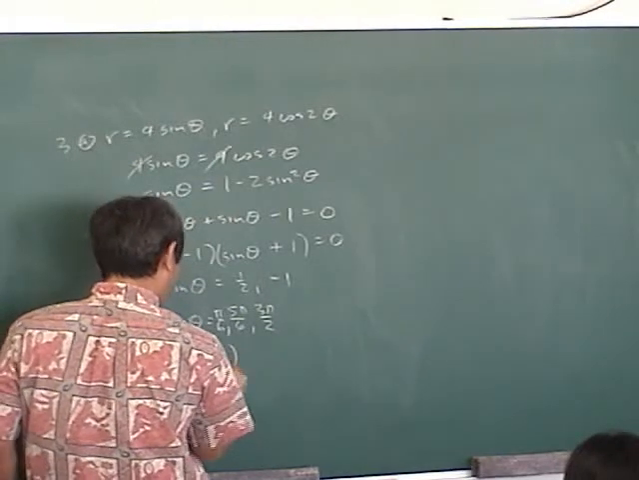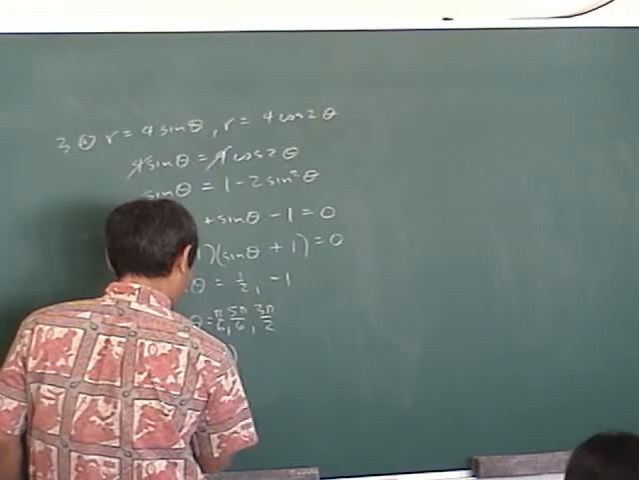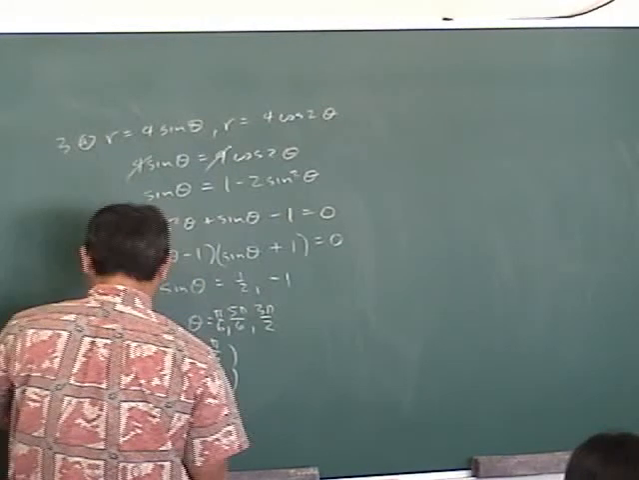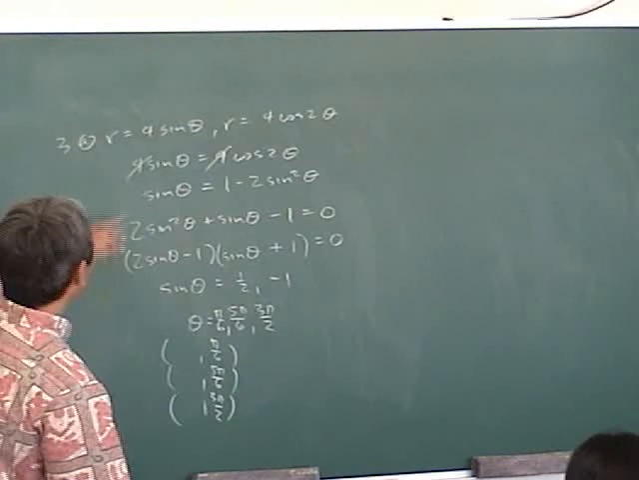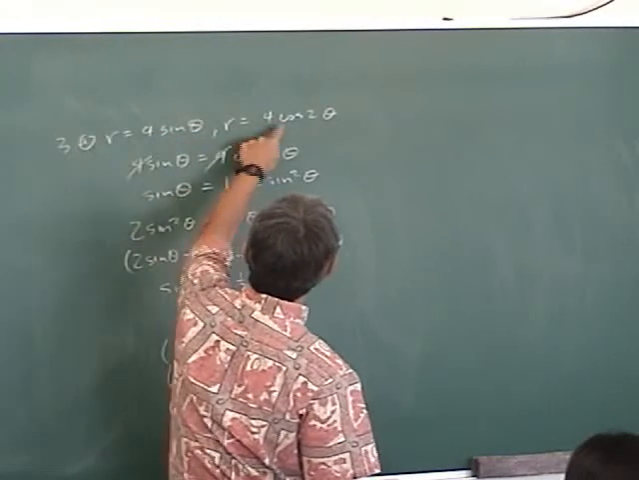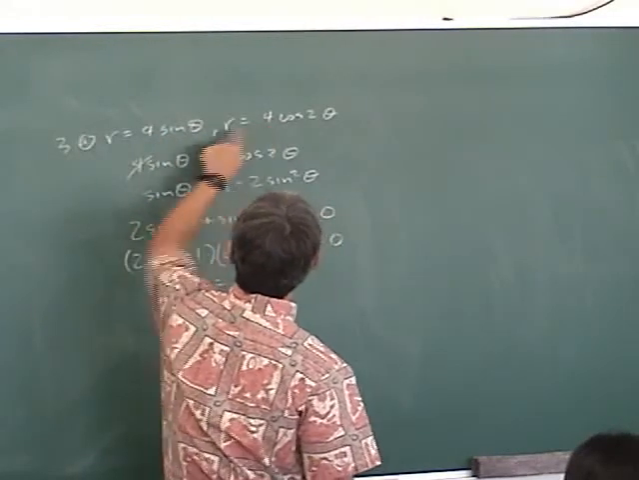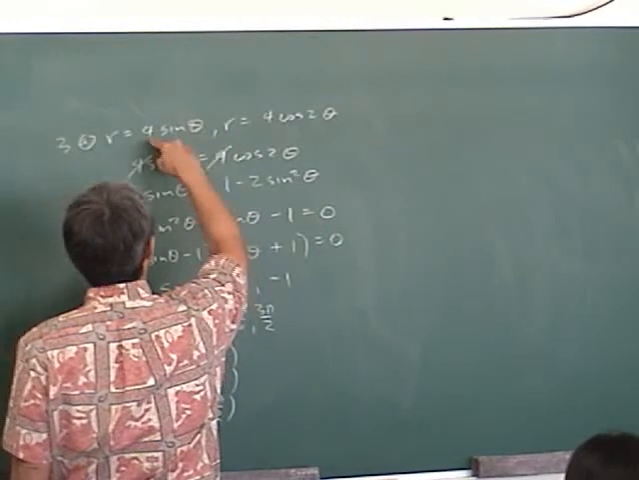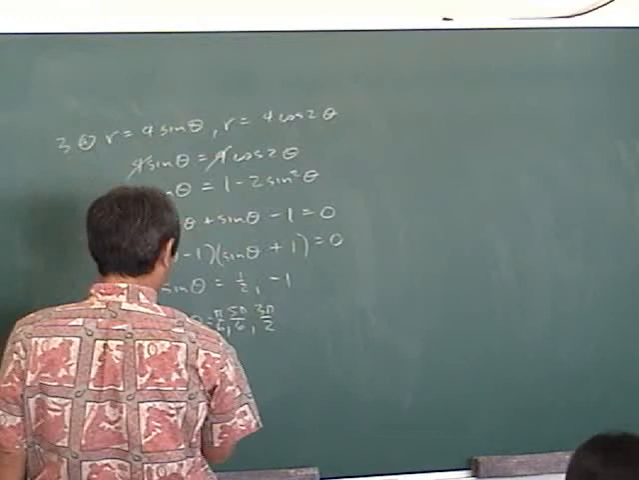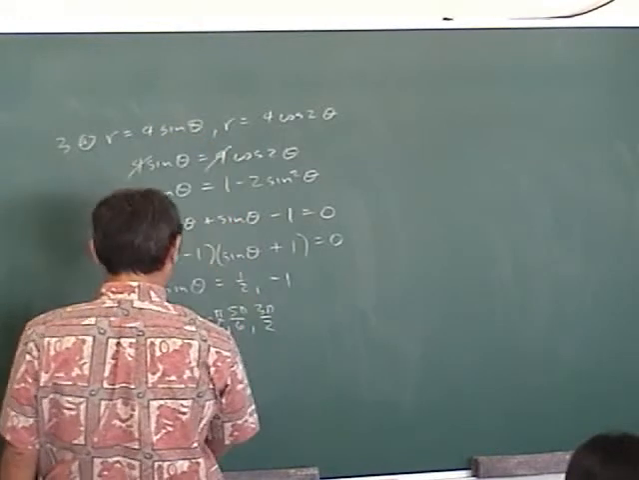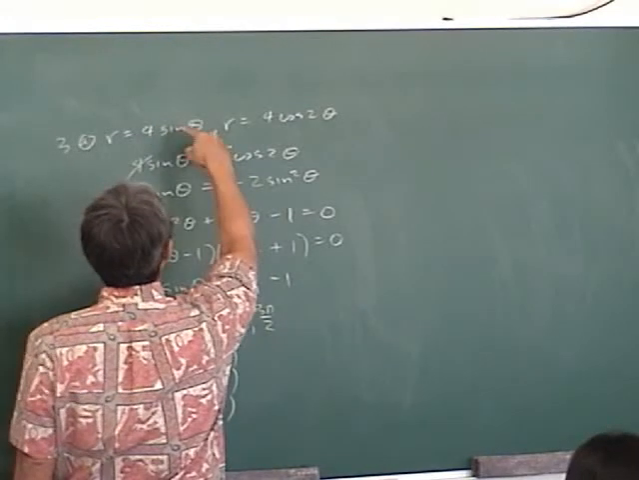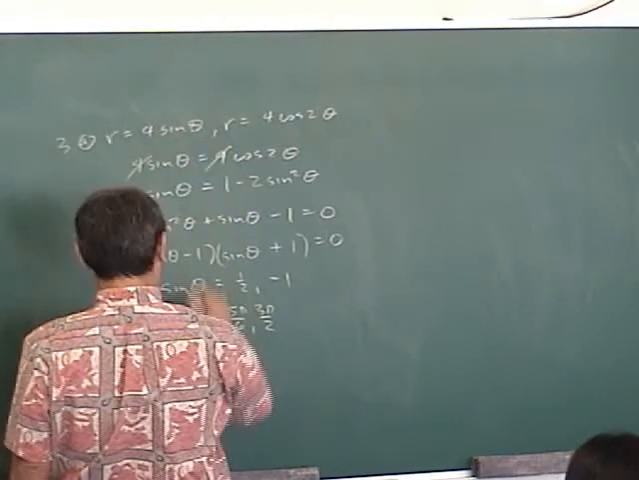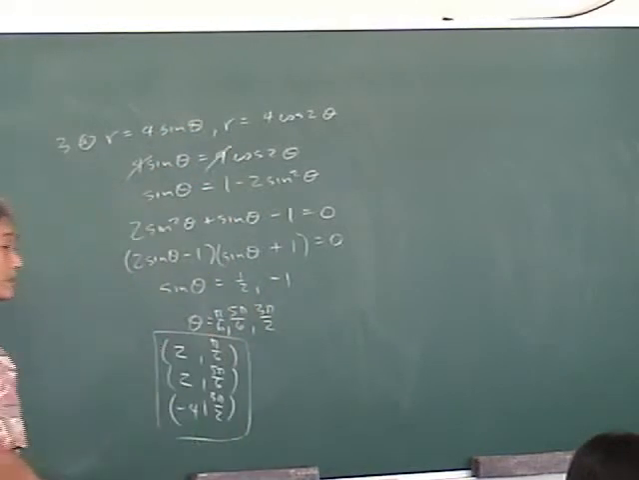We just found the theta coordinates. How do I figure out the r coordinates? You plug it back into either one of these. Which one looks easier, A or B? I think A. So if you plug in pi over 6, sine of pi over 6 is a half times 4 is 2. You plug in 5 pi over 6, 1/2 times 4 is 2. You plug in 3 pi over 2, -1 times 4 is -4. These are your points of intersection.